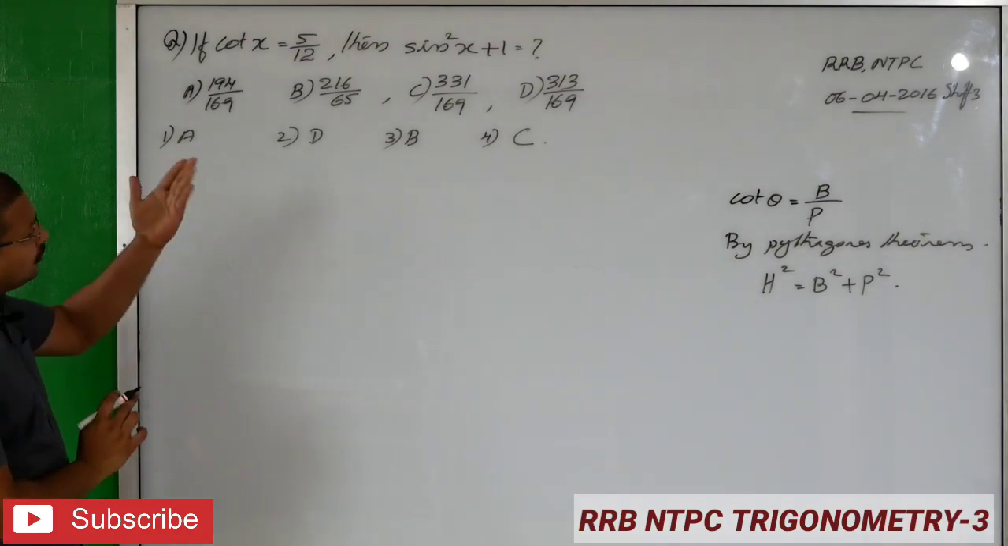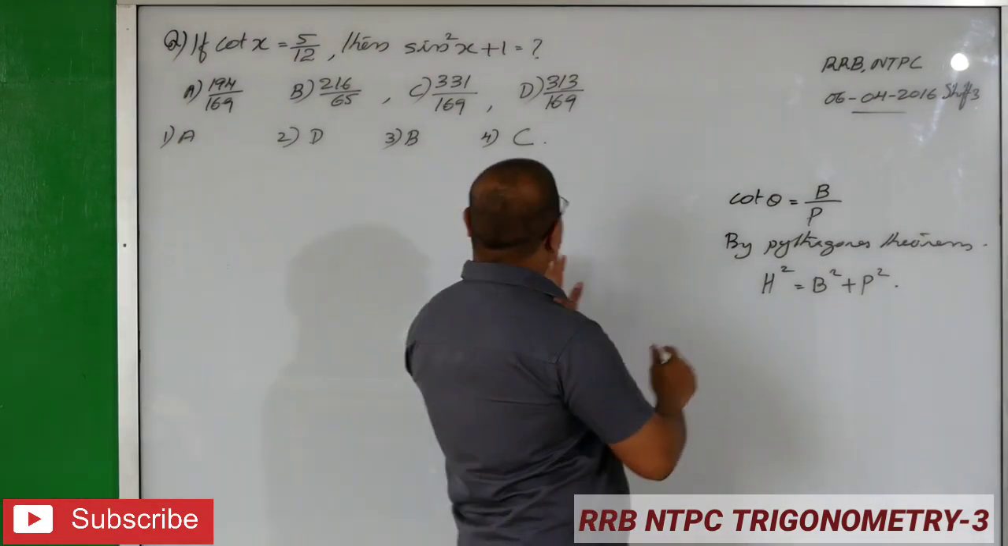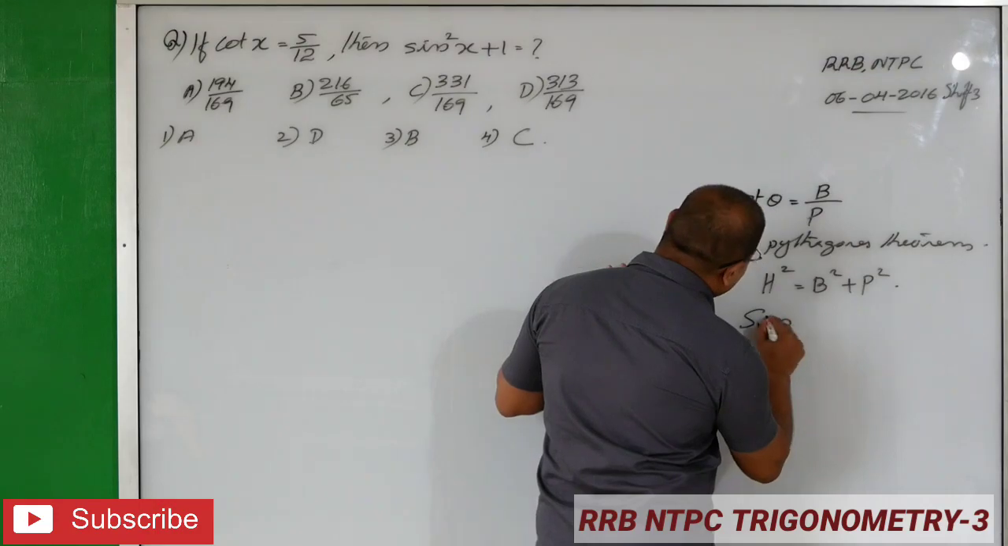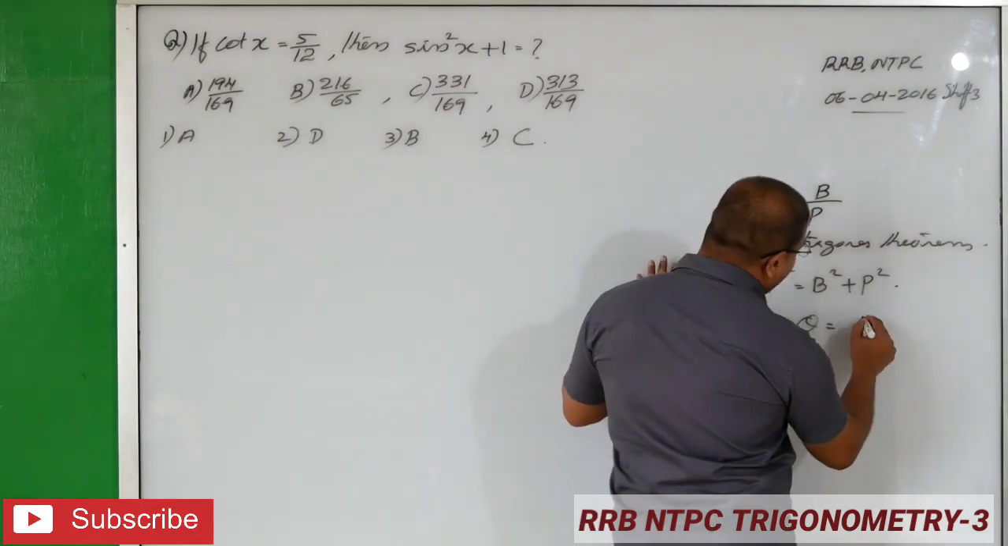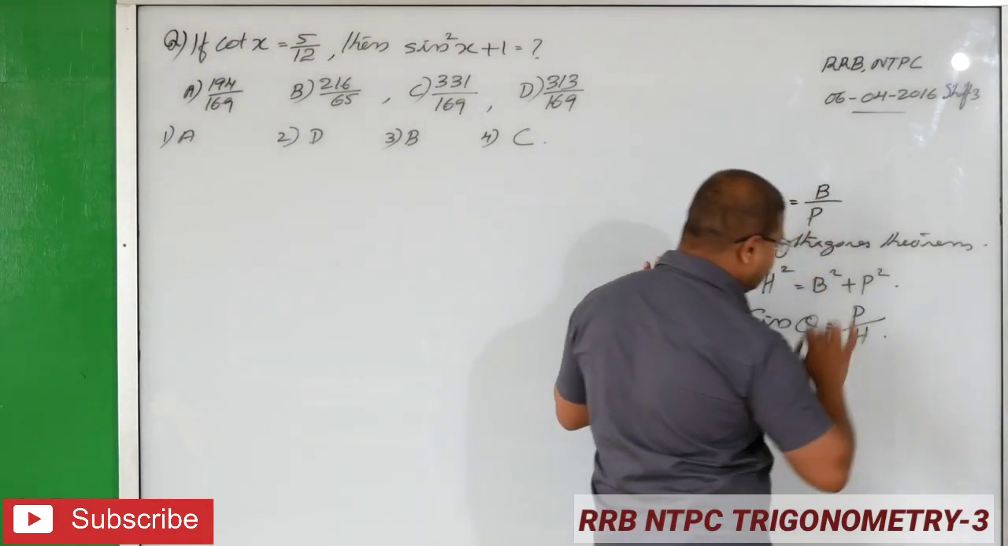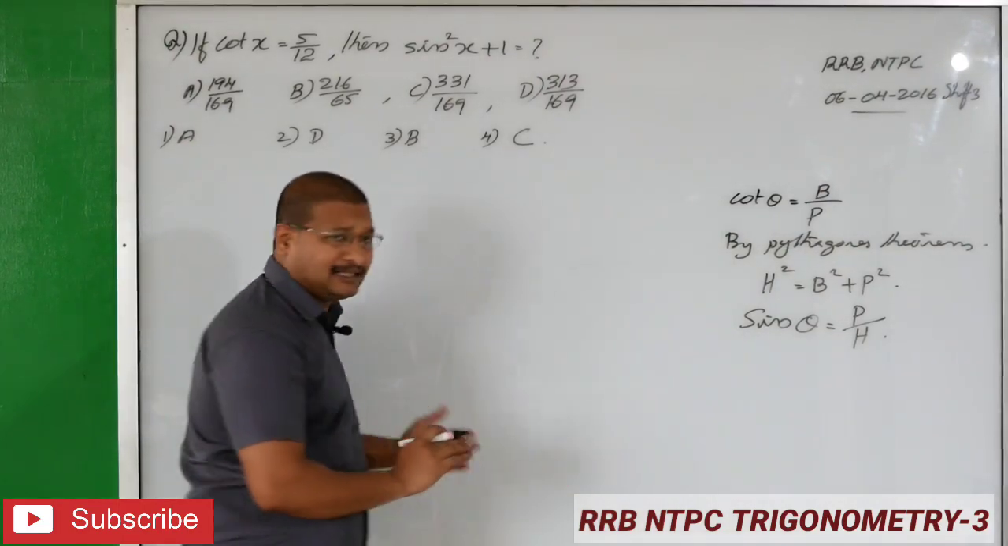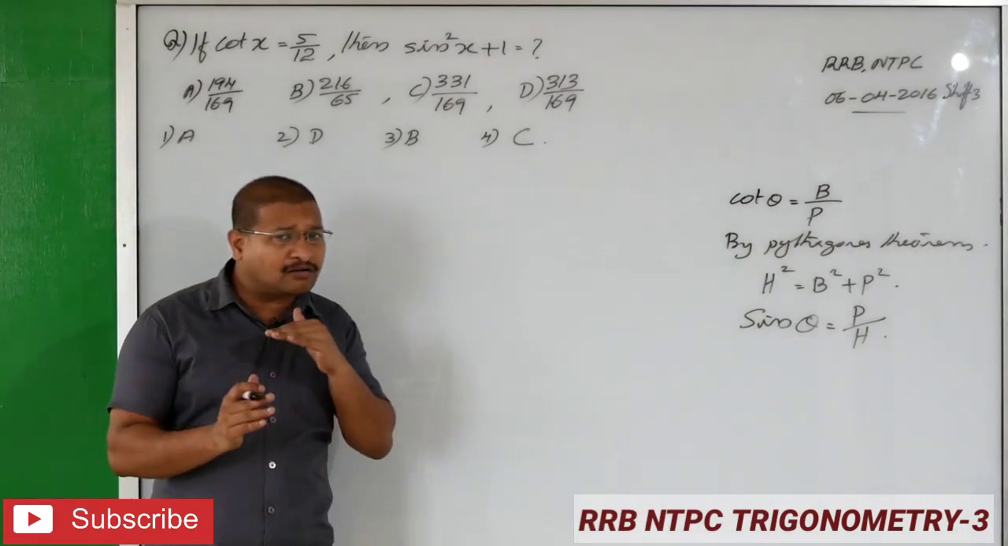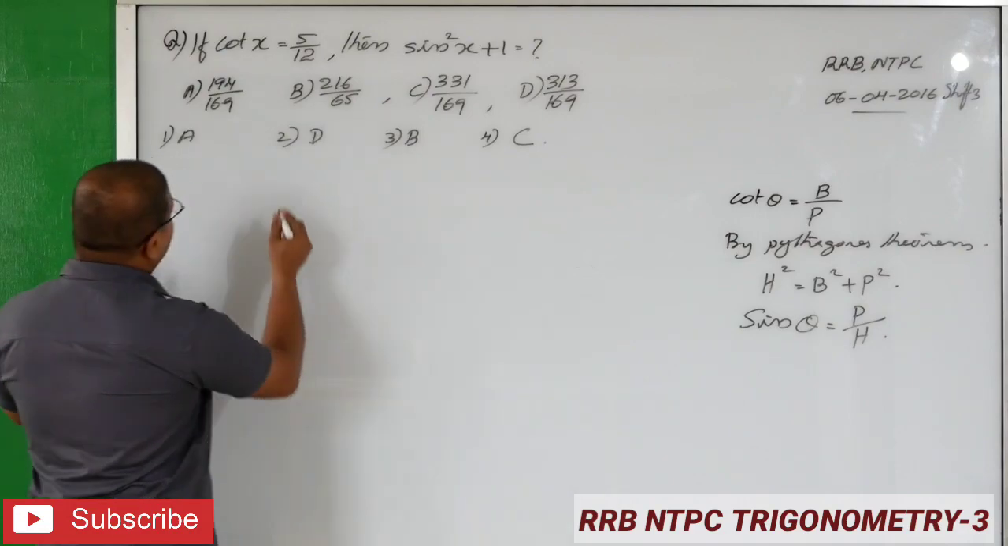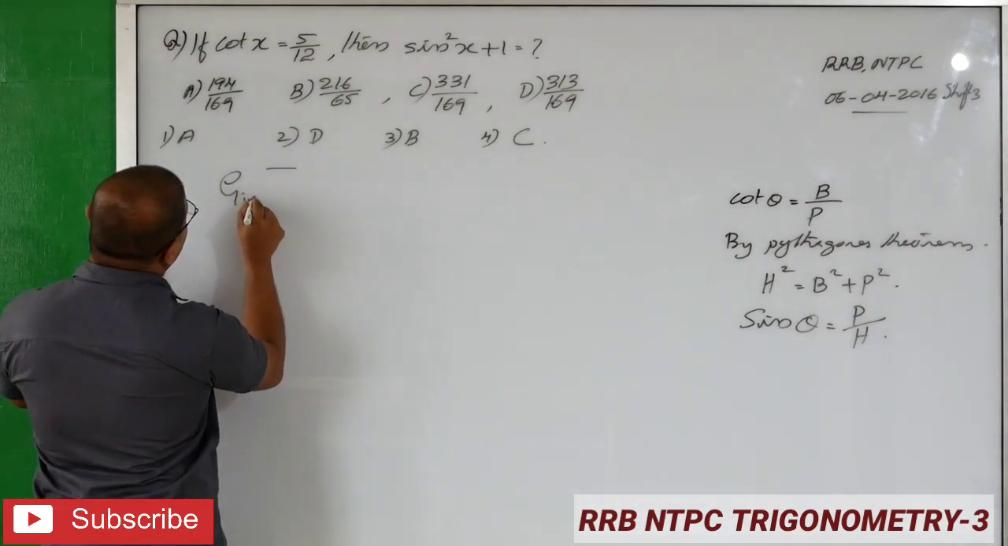Ready? After that, we know one more thing I think we have to write. That is sin theta equals perpendicular by hypotenuse. This much you need. Actually, we can use some other equations, but it will be a little more complicated. Ready? Let's start. What is given here?